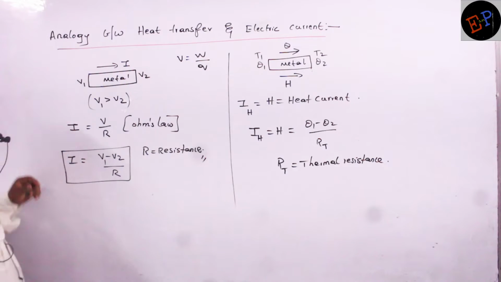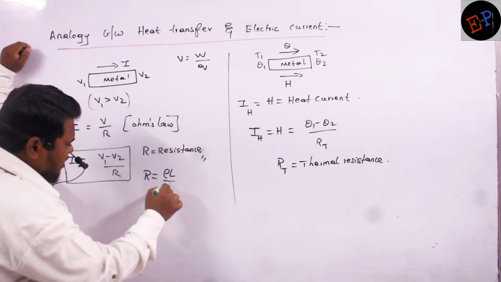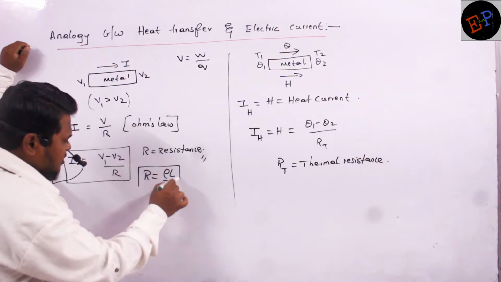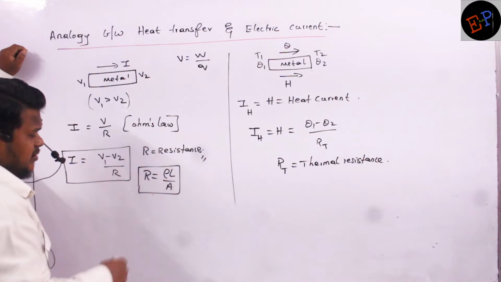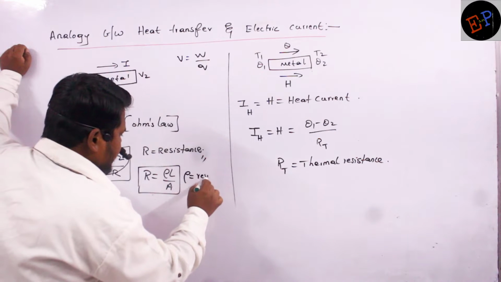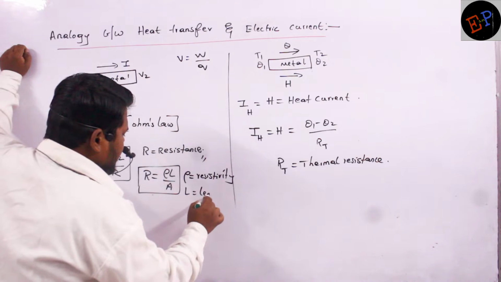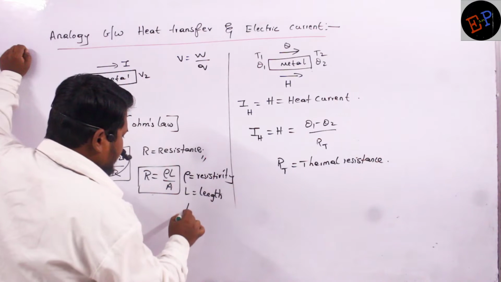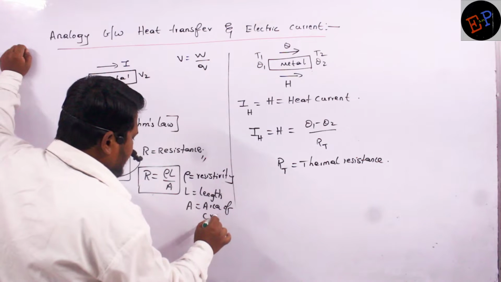Next, in the case of resistance we write R equals rho L by A. This is one formula of electric current. R can be written as rho L divided by A. What is meant by rho? Rho is called resistivity. L is the length of the conductor, and A is the area of cross section of the conductor.